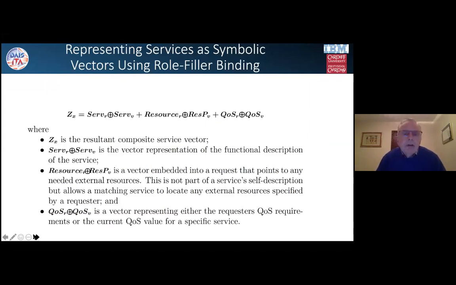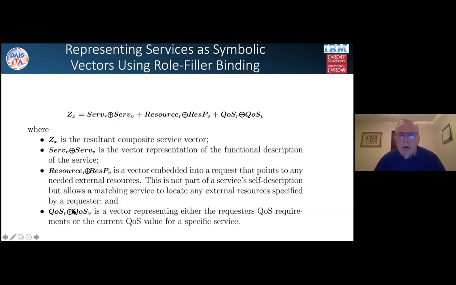And the obvious thing to do, you might think, would be to use the sort of permutation binding, the role filler binding, in order to represent a service. So if we think of our service vector Z_X as some role or service vector XORed with our service vector representation, a resource as a role, and some quality of service vector, we might think that would be a good way to represent the service.